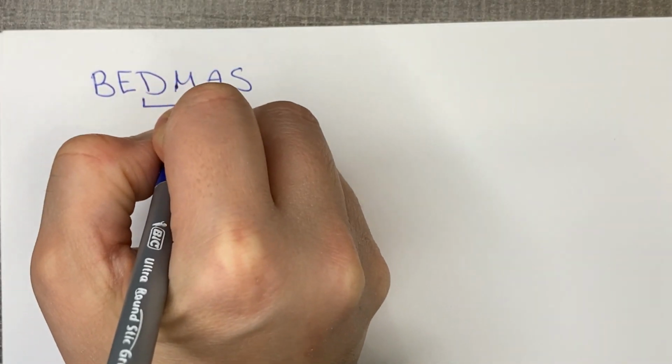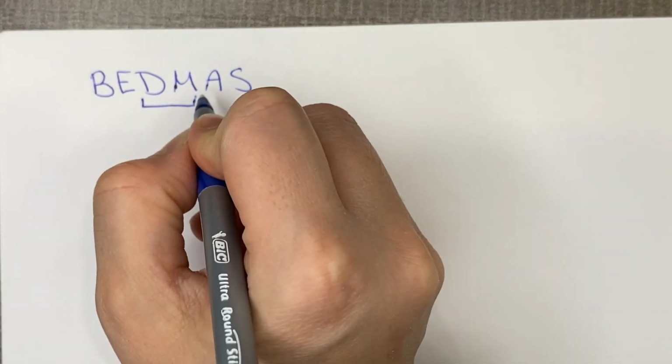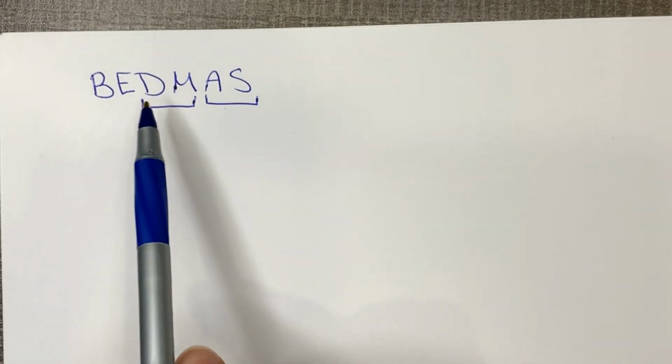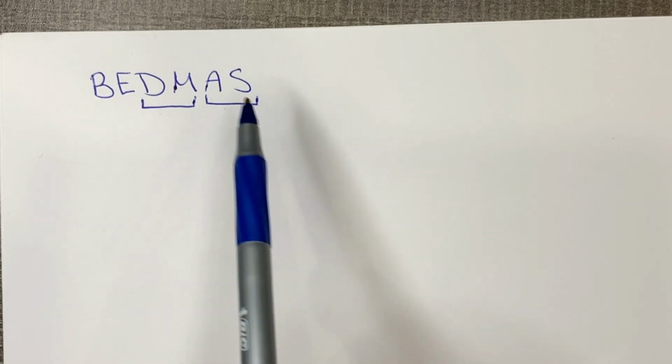We have brackets, exponents, division and multiplication in the order they appear, and then addition and subtraction in the order they appear. Now, the reason I say in the order they appear is because addition and subtraction have the same priority over each other, and the same thing with the division and multiplication. So you will do them in the order they appear in the equation from left to right. So if the division is before the multiplication, then you do it that way. And if the multiplication comes before the division, then you do the multiplication first. But overall, this is the order you're going to follow when solving any math problem.